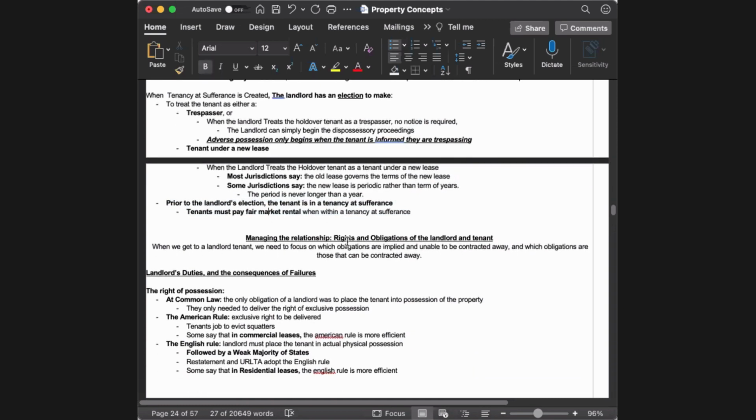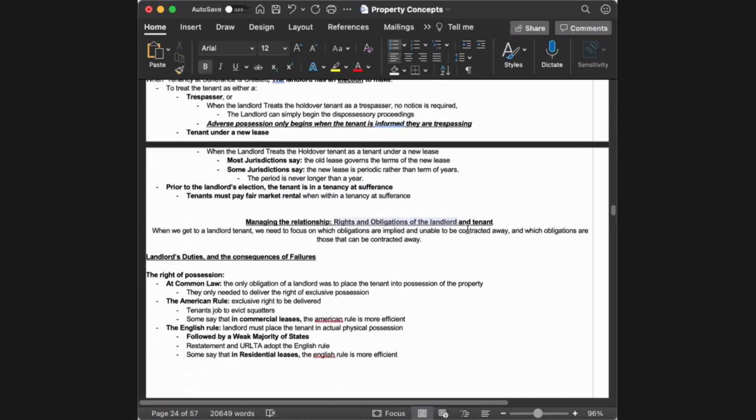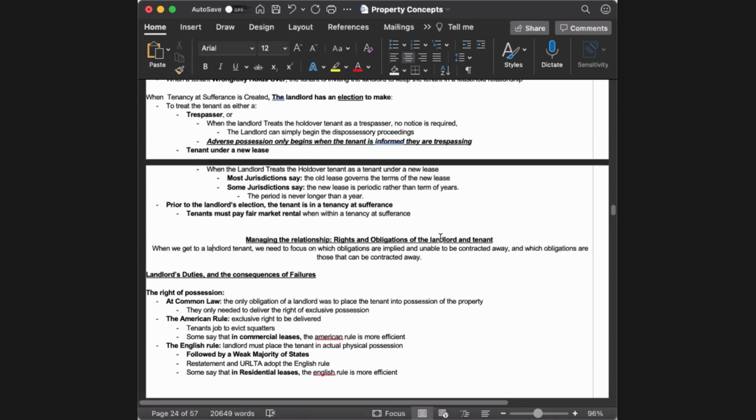Managing the relationship. Now we are fully into the rights and obligations of the landlord and tenant. Before I get to that point, does anybody have any questions before I get into rights and obligations?